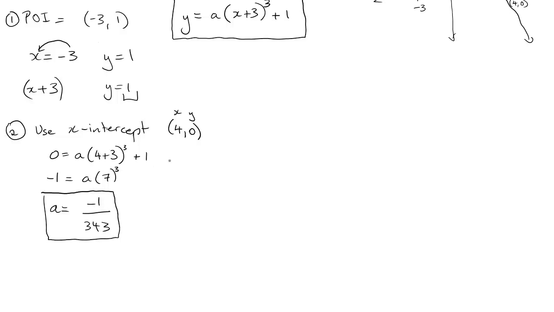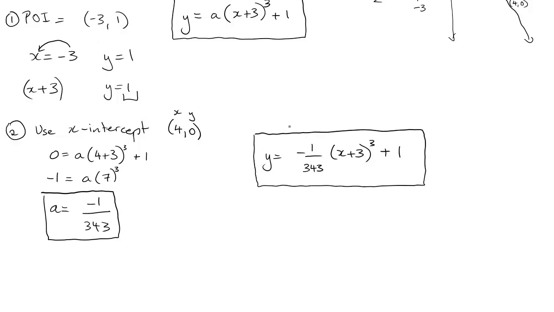And that's why it was quite difficult to draw, because it's so spread out, and because you have such a small factor or dilation factor of the graph, it's going to be stretched out quite a bit. So y equals 1/343 (x + 3) to the power 3 plus 1. That is the equation of your function. So that's how you find the equation of your cubic.